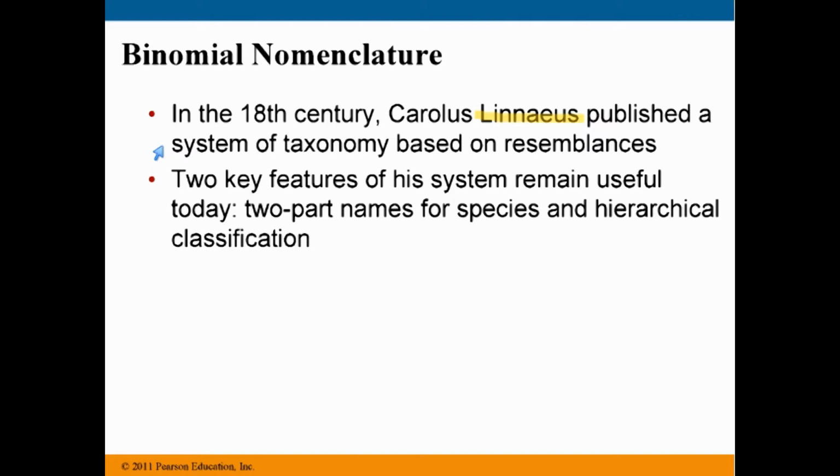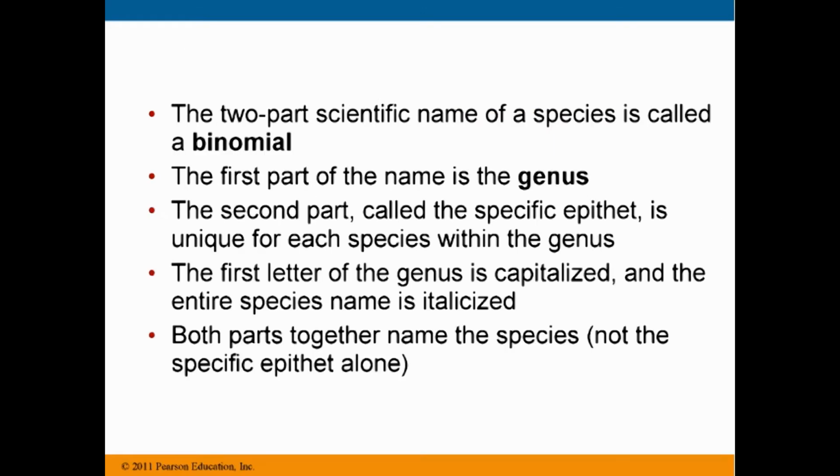So the key feature of his system is something that we still use today, and that is the two-part names for a species. And we also use that hierarchical classification. Now, some of the names have changed over the times, but this system has really stood up to the test of time. So that's binomial nomenclature. Let's take another look at another slide.